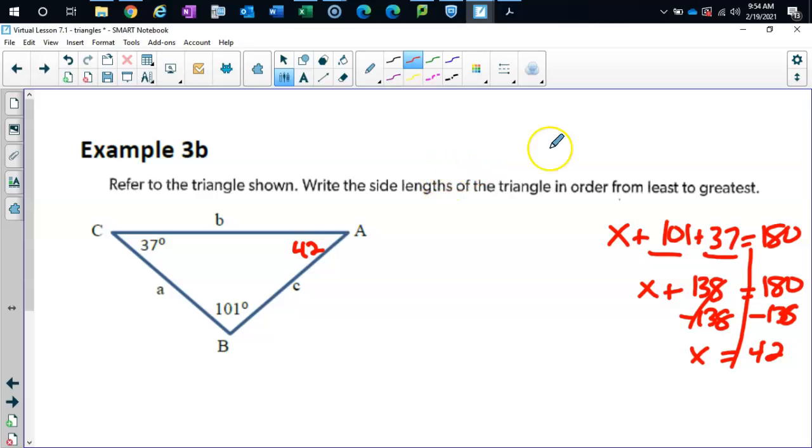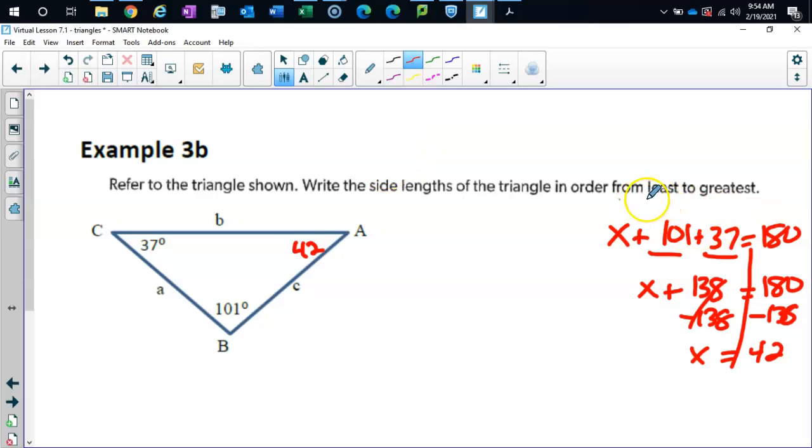Okay. Now, we want to write these sides in order. So pay attention. We've got two things. We've got angles and we've got sides. Angles are in the little crook or on the vertex, and then sides are on the flat part.